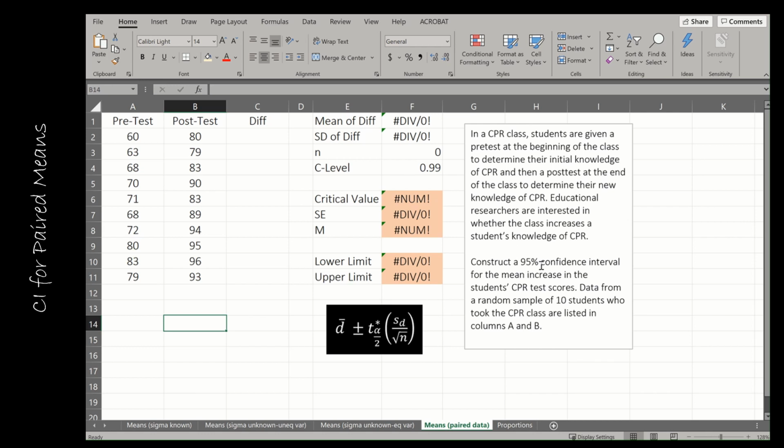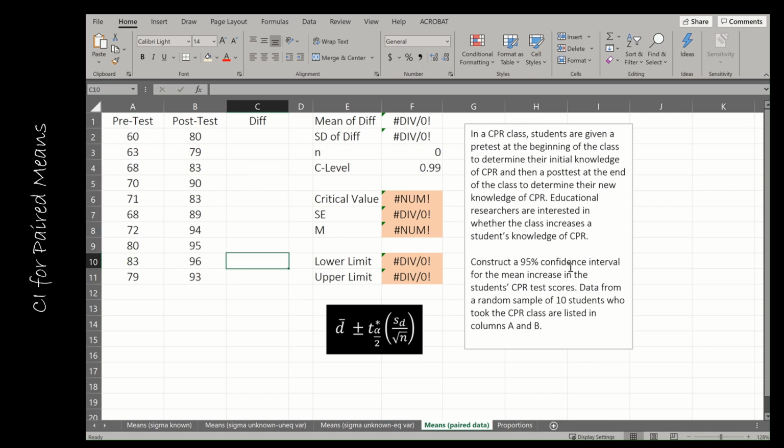Essentially, you can see that the equation we're going to use here is different than the equation we've used in all of the other examples because there's no subtraction here. The reason there's no subtraction is because this D bar stands for the mean of the differences. So here's what I'm going to do. I'm going to calculate in this column the differences of these two values, between 60 and 80 and 79 and 63.